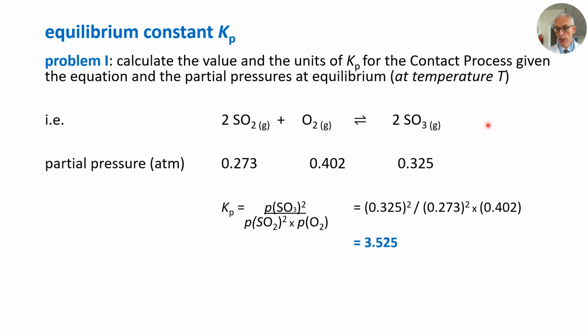So here is the equation for an industrial process called the contact process. 2 sulfur dioxide plus oxygen gives us 2 sulfur trioxide. At a particular temperature, the equilibrium partial pressures are 0.273, 0.402 and 0.325. Pause, calculate the value and work out the units for Kp at this temperature.